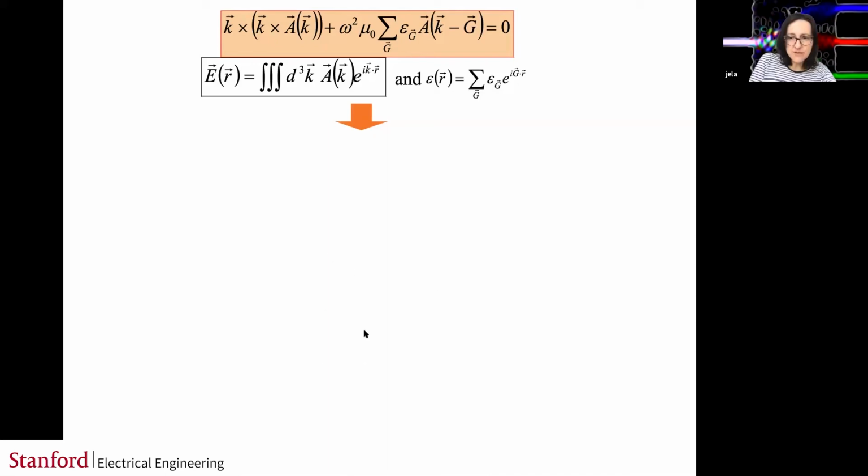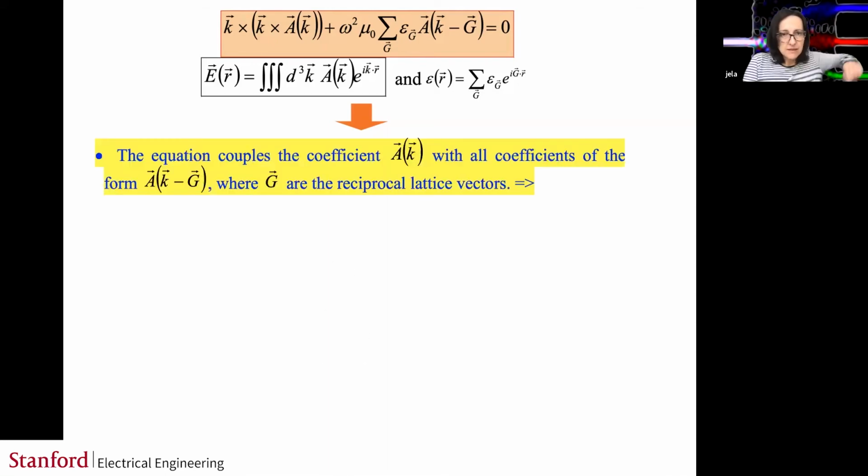Okay, so just a summary of what we did here, right? Just what we did on the previous slide, we can write the master equation. Each master equation couples a coefficient A of K. So again, this is a Fourier series expansion for the field with all the coefficients that are sitting on the grid on the reciprocal lattice around that K. So only A of K, which are separated by a reciprocal lattice vector, are coupled, right?